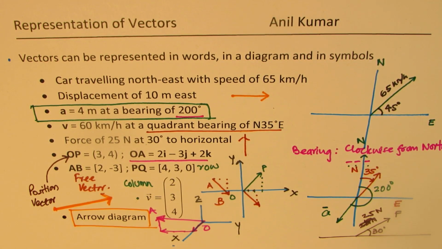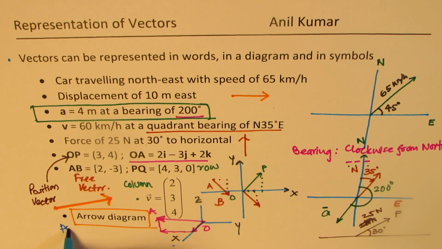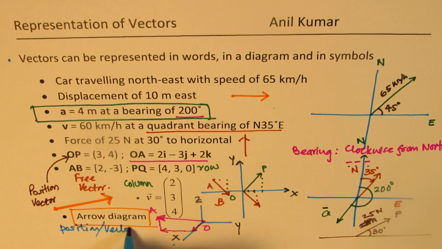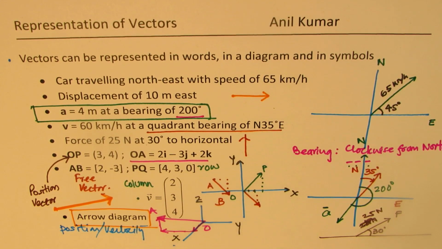Now, arrow diagrams where you can have the same type of vectors, we will soon learn about position diagrams and velocity diagrams, right? So we look into position and also velocity diagrams in the coming units. But I hope that gives you a fairly good idea about how to represent vectors.